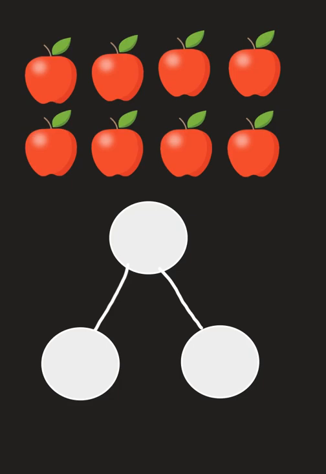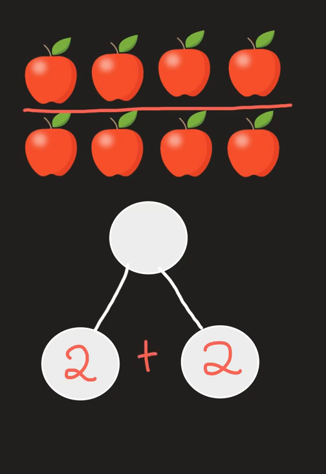So what I would do is, the first thing I see is I see 4 apples on the top and 4 apples on the bottom. So I see these 4 up here and then I see these 4 down here. So my two parts are going to be 2 and 2. So I have 2 plus 2. So what's my whole? Or what's my total, right?